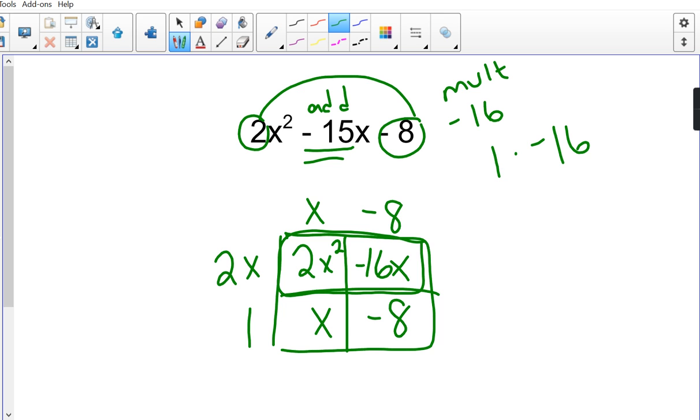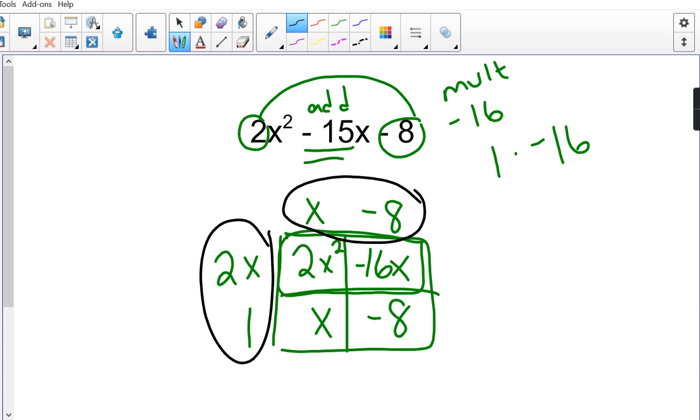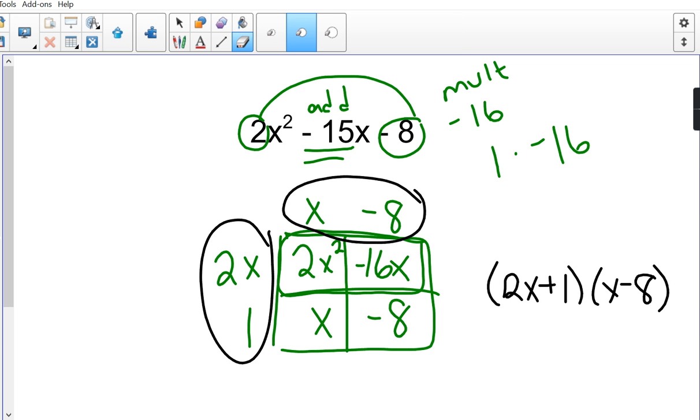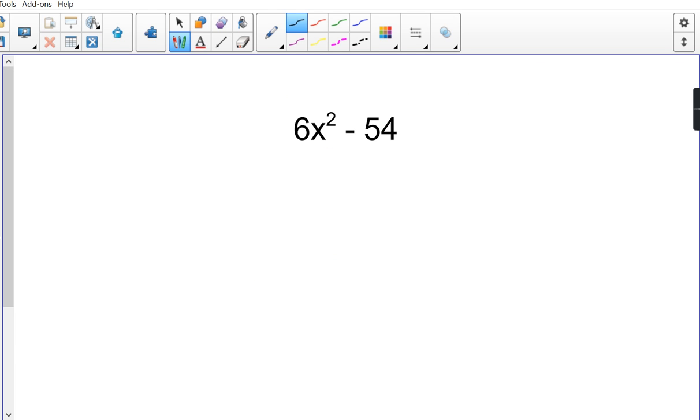So our factors are these outsides. This is one factor, this is the other factor. So our answer is 2x plus 1 and x minus 8. Okay, so those are the two factors that would multiply to the product that I gave you, 2x squared minus 15x minus 8. One last problem here, 6x squared minus 54.